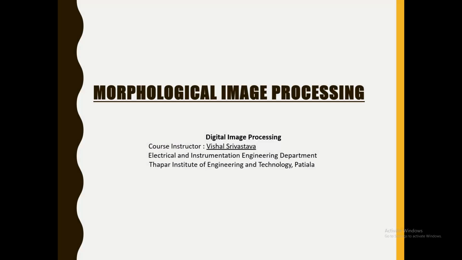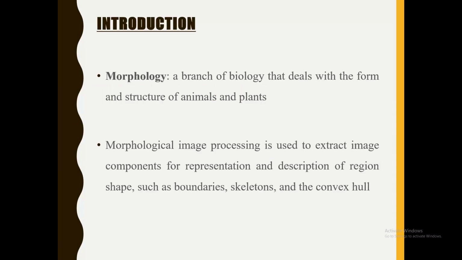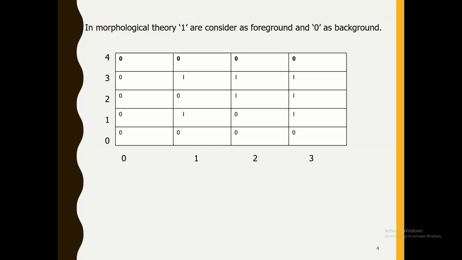In this video we are going to discuss morphological image processing. Morphology is a branch of biology that deals with the form and structure of animals and plants. Morphological image processing is used to extract image components for representation and description of regions, shape such as boundaries, skeletons and convex hull.